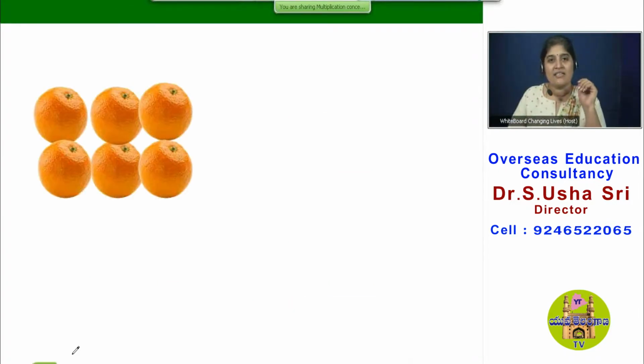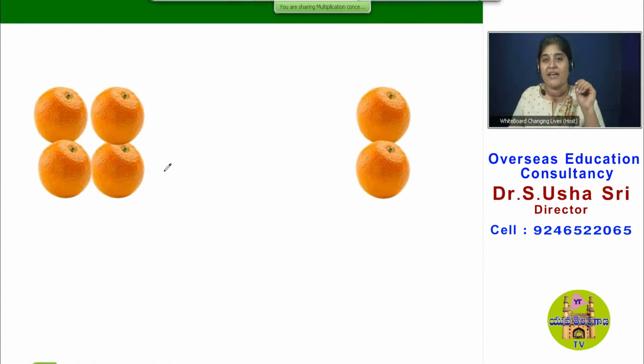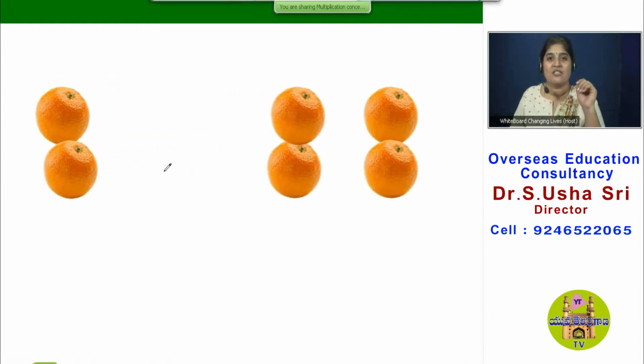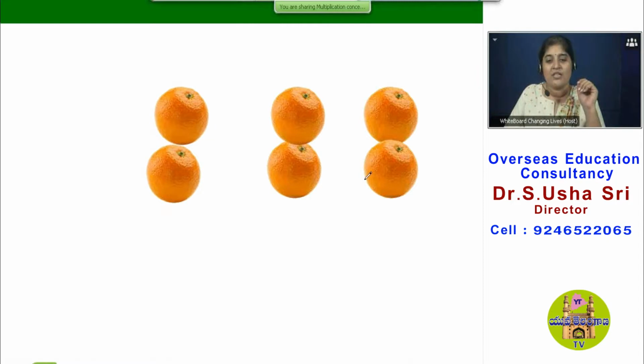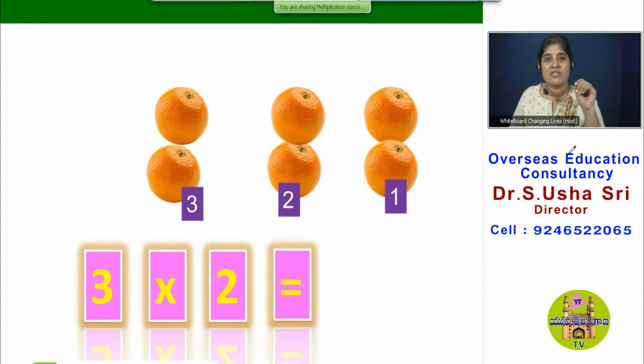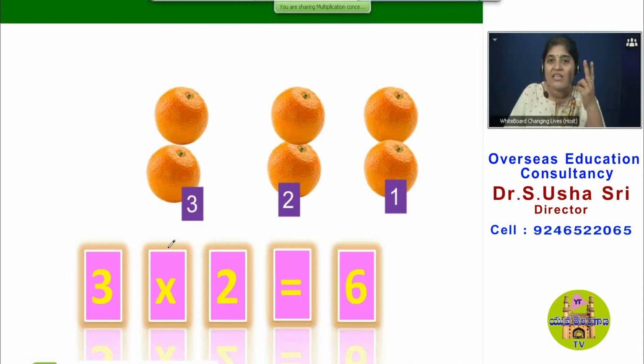How many oranges are there, children? There are 6. 1, 2, 3, 4, 5, 6. 6 oranges are there. And let me see how we can form them. So now I would like to take 2 each, isn't it? So how many groups are formed? So 3 groups are formed, taking 2 each. So I can say that 3 twos are 6. There are 3 groups of 2 each. So 3 twos are 6.